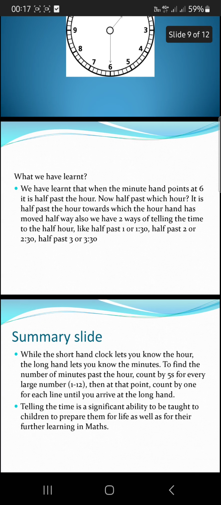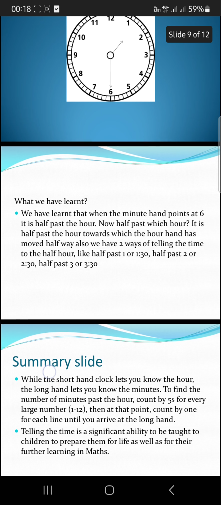In summary, while the short hand lets you know the hour, the long hand lets you know the minutes. To find the number of minutes past the hour, count by 5s every large number from 1 to 12. Then count by 1 for each line until you arrive at the long hand. Telling the time is a significant ability to be taught to children, to prepare them for life as well as for their further learning in maths.